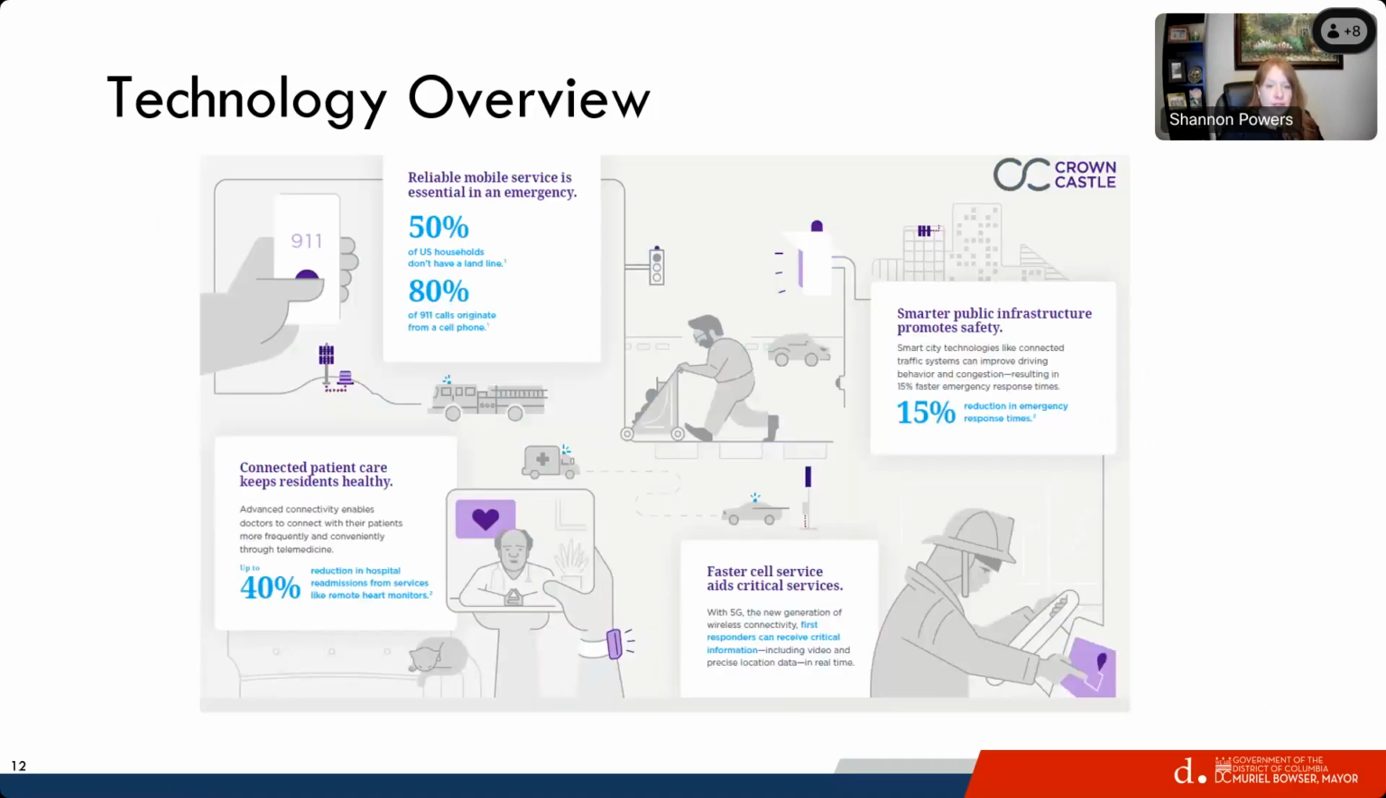Technology overview. Reliable mobile service is essential in an emergency. 50% of U.S. households don't have a landline anymore. 80% of 911 calls are originated through cell phones.